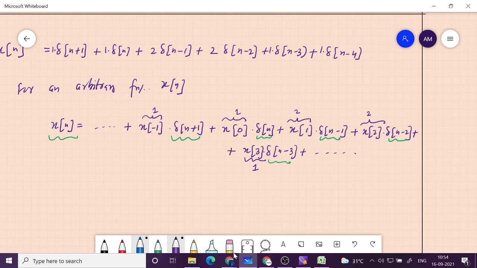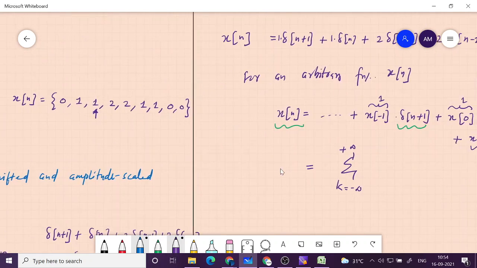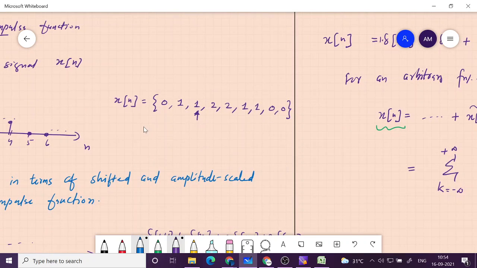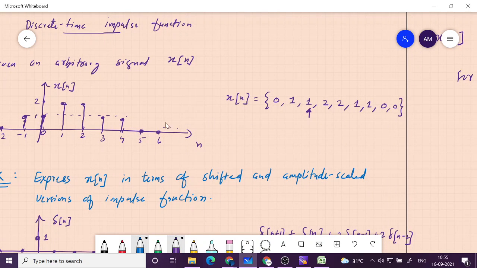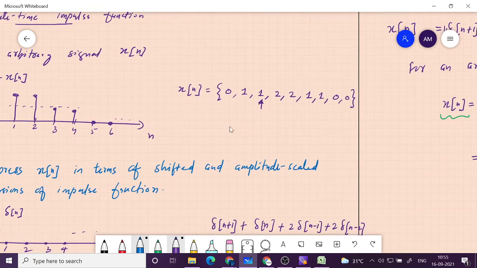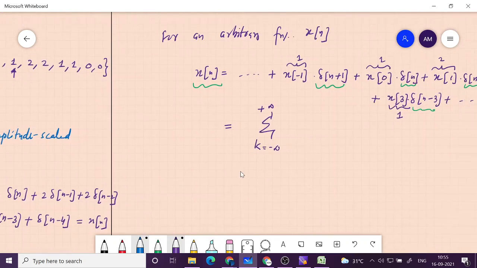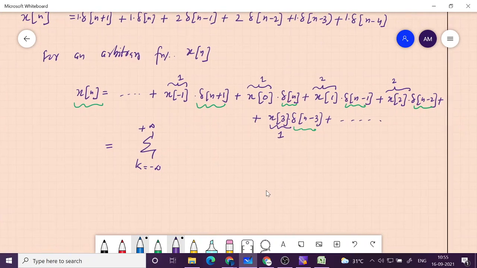Okay, very good. So now I can write this infinite sum using sigma notation. I will use k going from minus infinity to plus infinity. In general, the function can have infinite length. Here I have shown a function which has only finite length because everything else was 0. So you can say that it is a finite duration signal, but in general the function can be infinite duration.